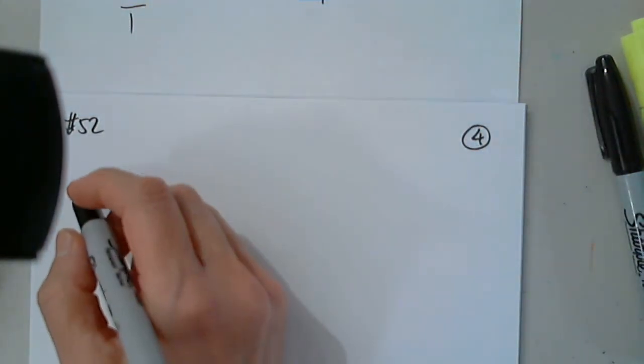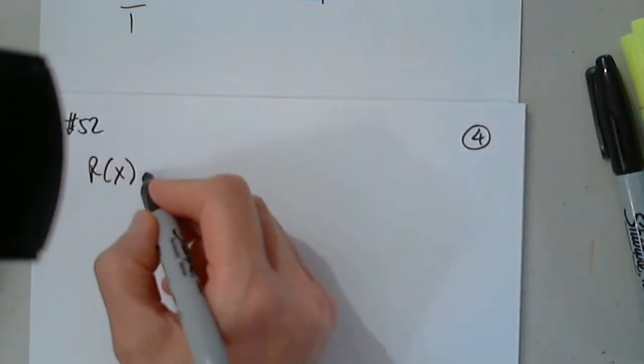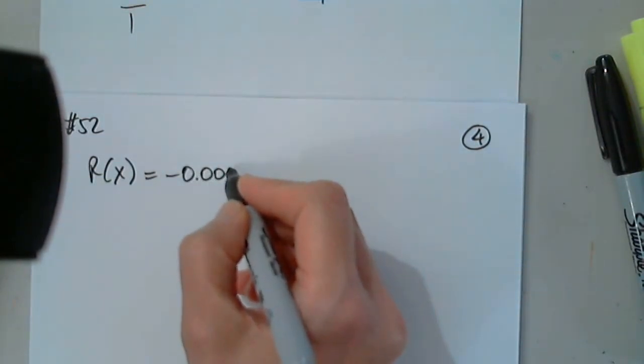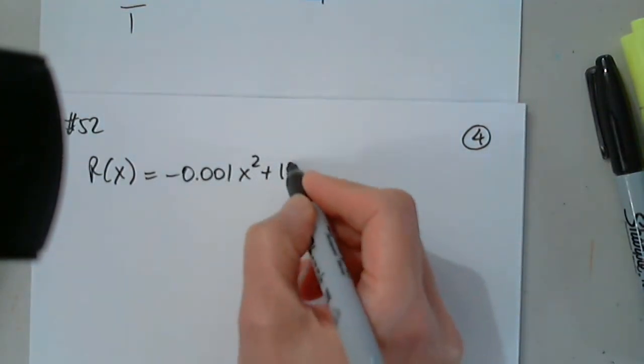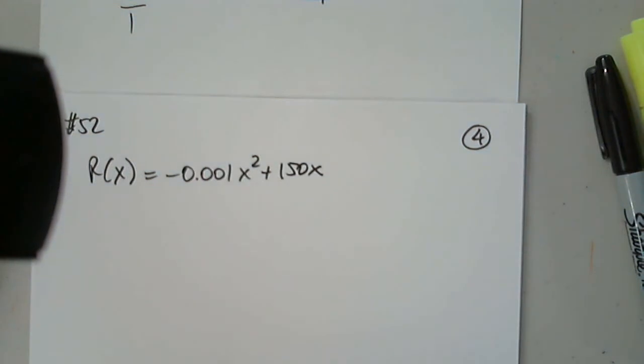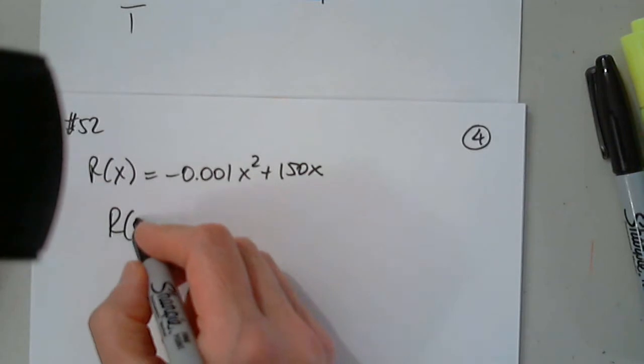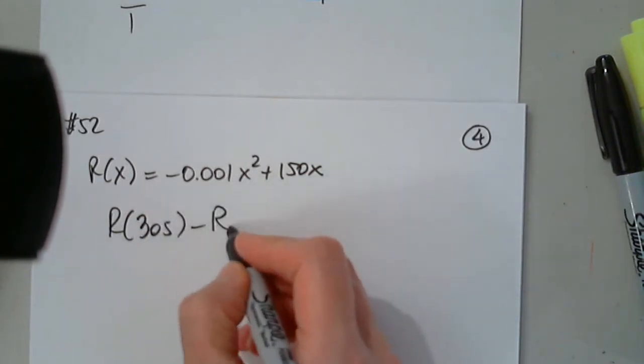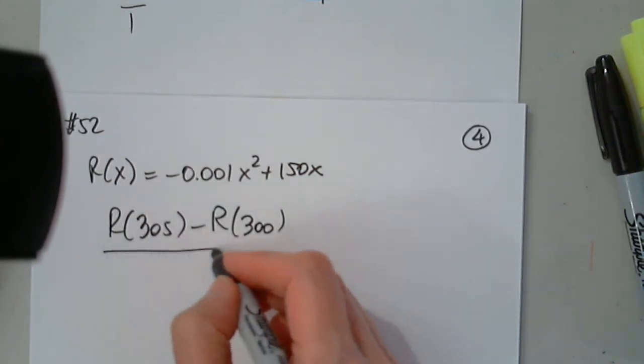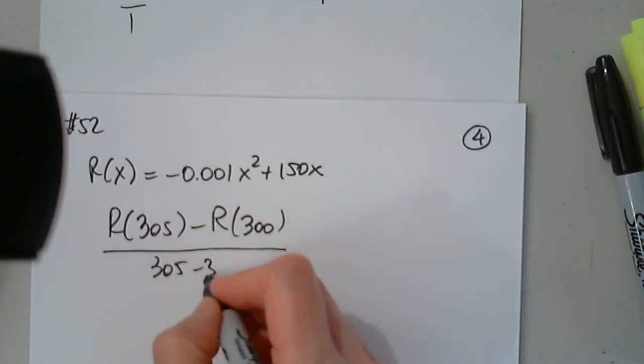So I'm going to copy. They're giving us r of x, which is negative 0.001 x squared plus 150x, from the sale of x iPod holders, is given by this. And they're asking us to find this. So they want R of 305 minus R of 300 divided by 305 minus 300.